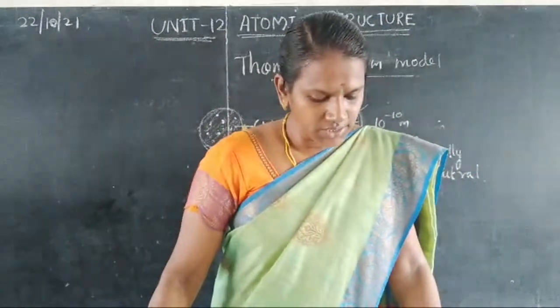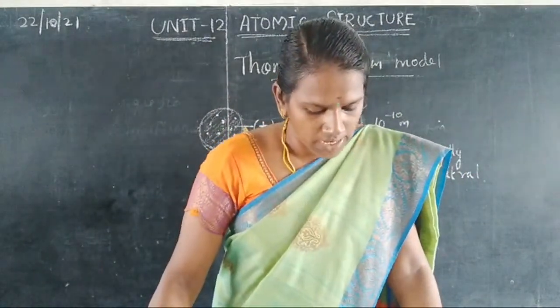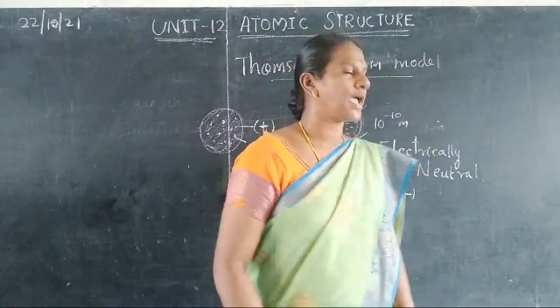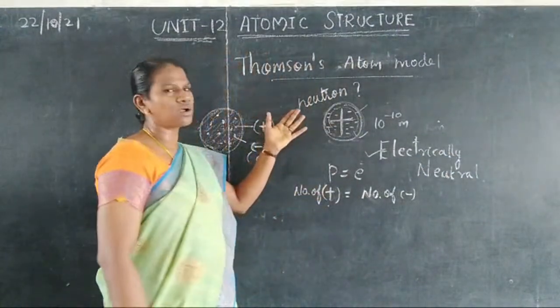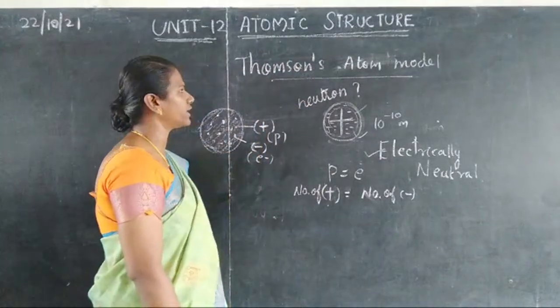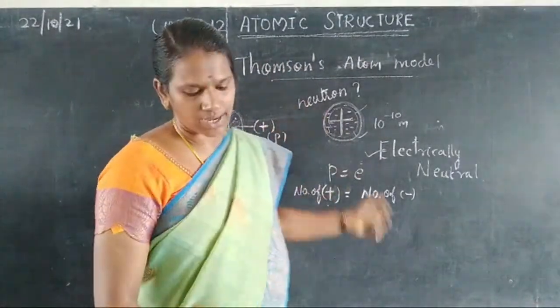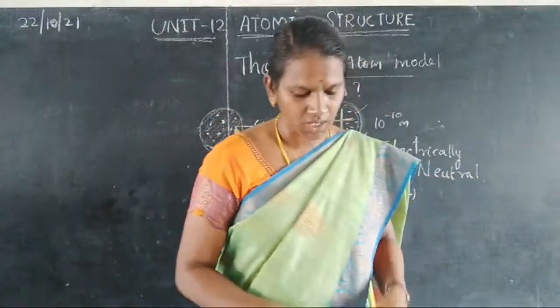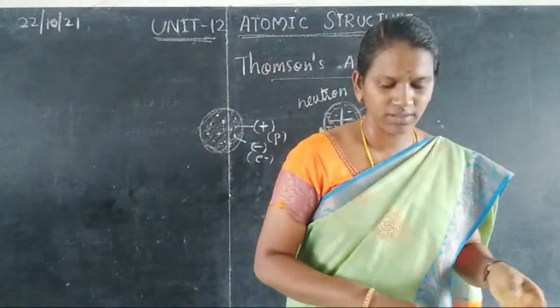Next, this theory explains only the protons and electrons and failed to talk about the neutral particle, the neutron. So these are the failures of Thomson's atom model. Next, we will continue with valency.